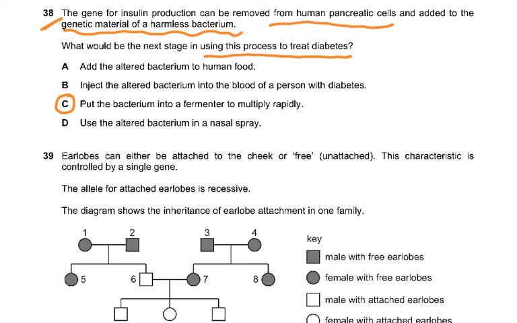Add the altered bacterium to human food. No, we would not do that because everybody is not a diabetic. Inject the bacterium into the blood. Well, then the person will die because too much insulin will be produced, because the bacteria will keep on producing insulin. And use the altered bacterium in a nasal spray. Well, you can't, because the bacteria will produce tons of insulin. The person will die in seconds.